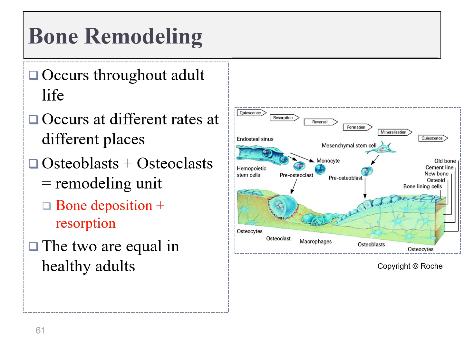In a healthy individual, the amount of removal done by the osteoclasts should equal the amount of deposition done by the osteoblasts.